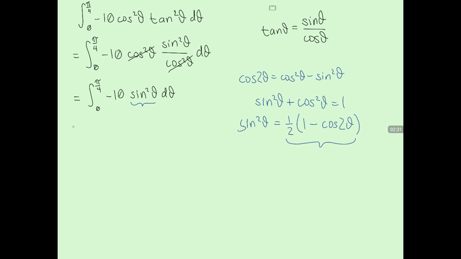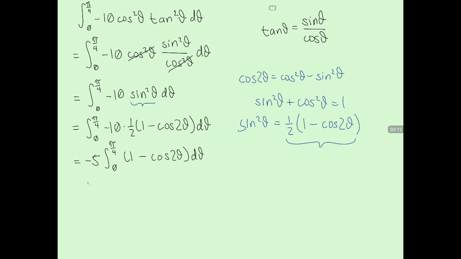So if we do that, we are going to get the integral from 0 to pi over 4 of negative 10, and here we have times 1/2 of 1 minus cosine 2 theta d theta. Now if we just continue distributing, this negative 10 times 1/2 is just going to give us a negative 5. So we can take that outside of the integral. So we have negative 5 times the definite integral of 1 minus cosine 2 theta d theta.